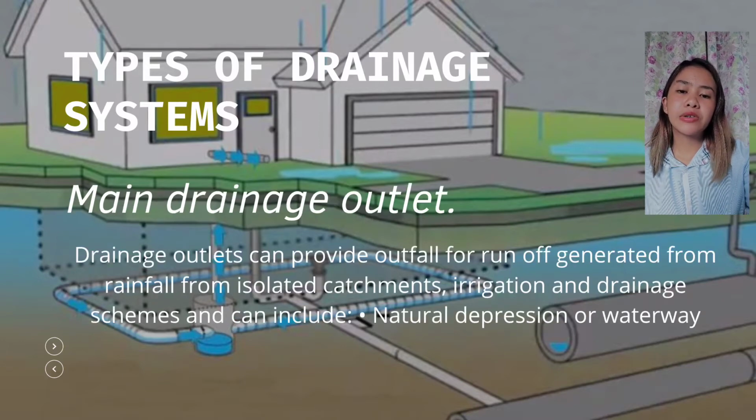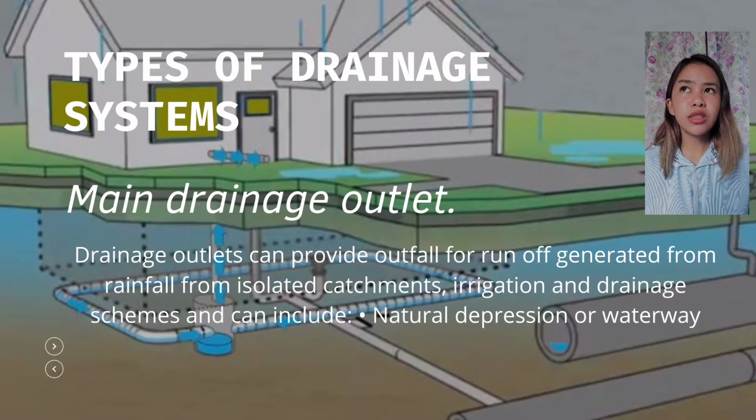Next is the main drainage outlet. If we have a drainage system, of course, we will have the drainage outlet. Drainage outlets can provide outflow for runoff generated from rainfall from isolated catchments, irrigation, and drainage schemes, and can include a natural depression or waterway.